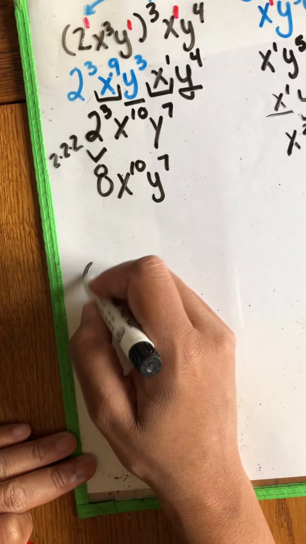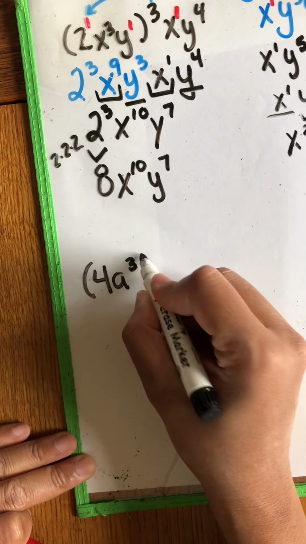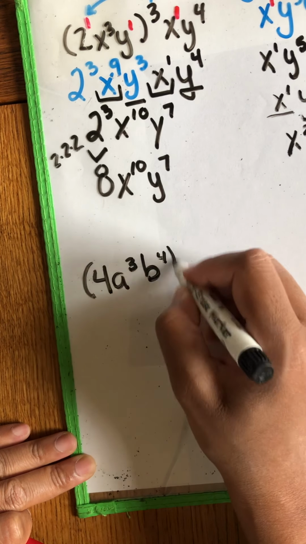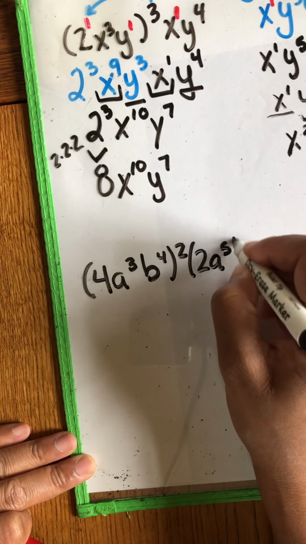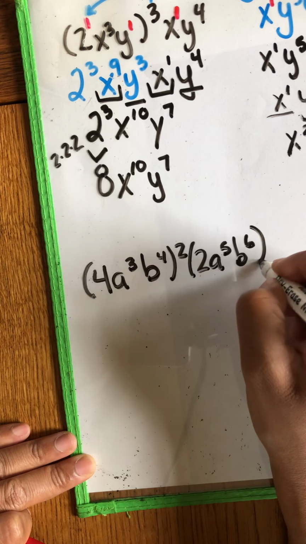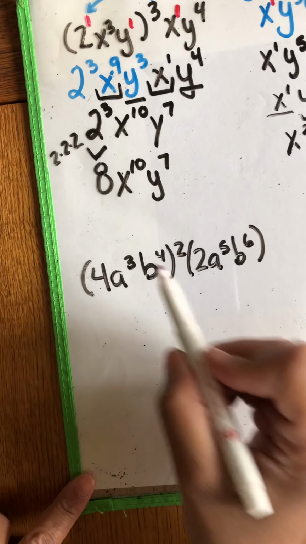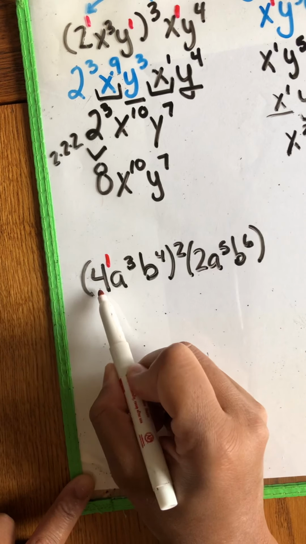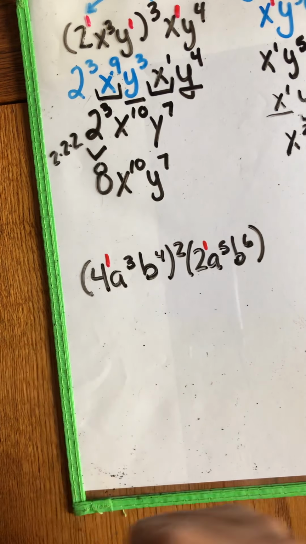All right, next one. Let's use different variables. A to the third, b to the fourth squared, and 2a to the fifth, b to the sixth. First thing I'm going to do is give everything a placeholder exponent. That needs 1, we're good, we're good. Oh, that needs 1, we're good, we're good.